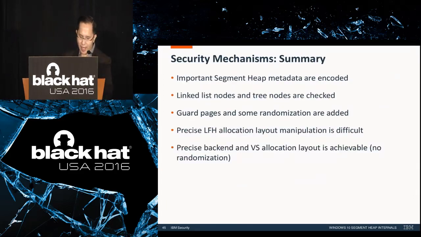To summarize, important metadata is encoded. Linked list nodes and tree nodes are checked. Detected corruption will cause an immediate termination of the process. Guard pages and some randomization are added. Also, it will be difficult to perform a precise layout manipulation for the LFH due to the randomization, but the backend and VS allocation, which do not use randomization, are more welcoming to heap layout manipulation. In the final part of the presentation, I'm going to talk about how the layout of VS allocations can be precisely manipulated.